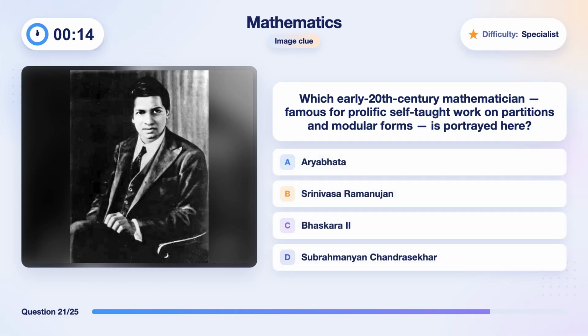Which early 20th century mathematician, famous for prolific self-taught work on partitions and modular forms, is portrayed here? Options: A. Aryabhata, B. Srinivasa Ramanujan, C. Bhaskara II, D. Subrahmanyan Chandrasekhar. Sounds easy, but don't rush. You have 14 seconds. Timer starts now.